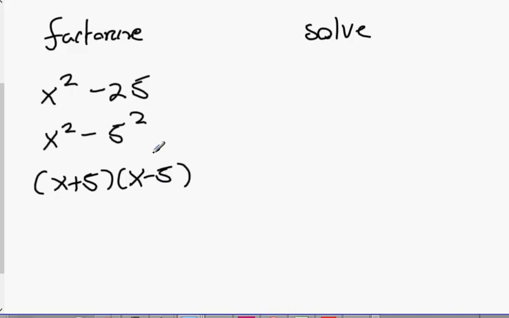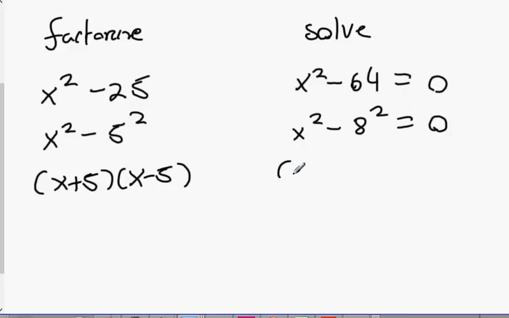It's called the difference of two squares. That's when there's no x term. What about this one, Luke? This time we're going to do a solve version. x squared minus 64 equals 0. How do you do that? So it's x squared minus 8 squared equals 0. Then x minus 8, and x plus 8 equals 0.